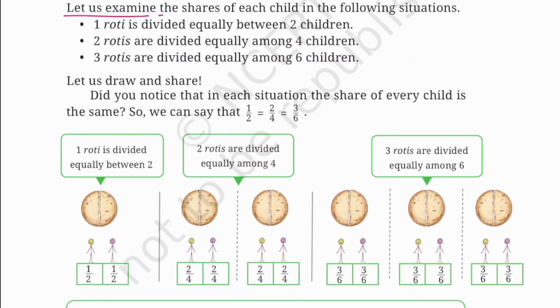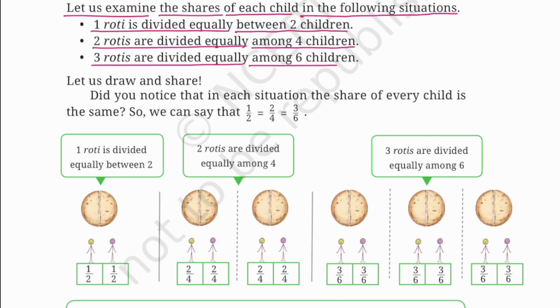Let us examine the shares of each child in the following situations. One roti is divided equally between 2 children. 2 rotis are divided equally among 4 children. 3 rotis are divided equally among 6 children. Let us draw and share. Did you notice that in each situation the share of every child is the same? So we can say that 1 upon 2 is equal to 2 upon 4 is equal to 3 upon 6.